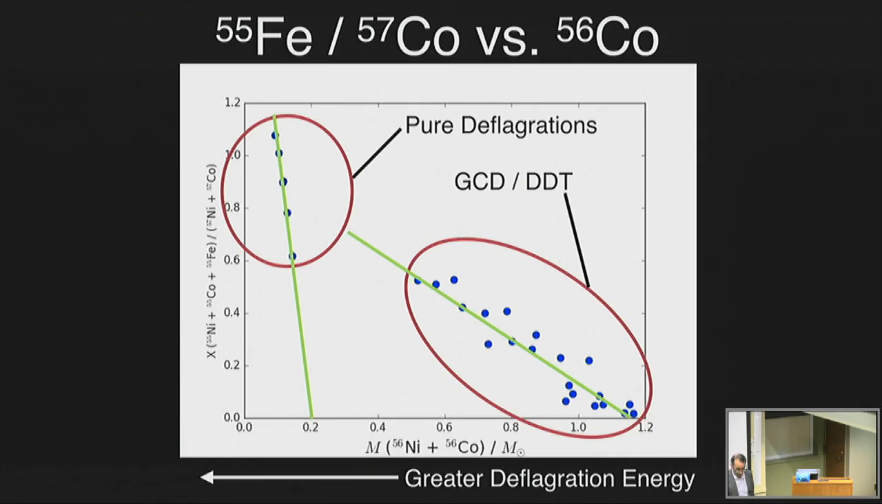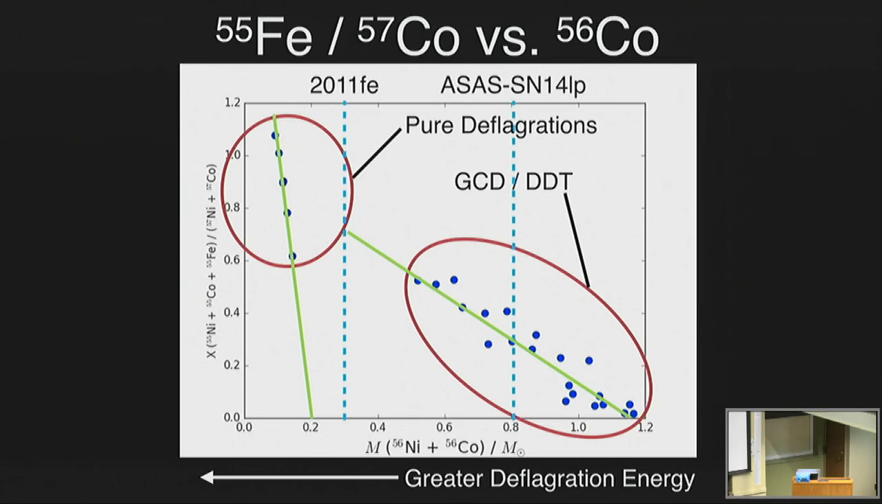And we can also look on that same set of families. 2011fe, if you look at Ben Chaffee's yield for cobalt 56 or nickel 56 in the original explosions, is around 0.3. So actually, that's not very far off. But other events, which are being followed up now, like ASASSN-14lp, will have, the single degenerate model predicts, a markedly lower abundance. And that's an important prediction.